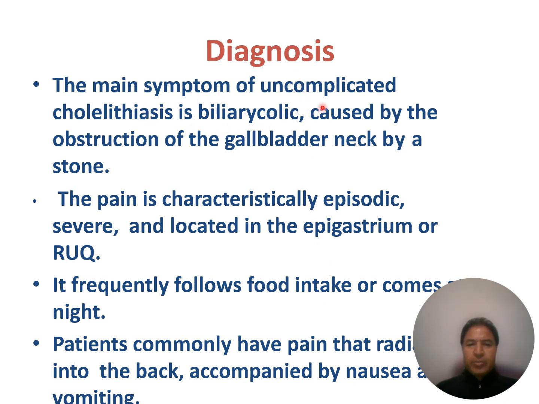Diagnosis: the main symptom of uncomplicated cholelithiasis is biliary colic caused by obstruction of the gallbladder neck by a stone. The pain is characteristically episodic, severe, and located in the epigastrium or right upper quadrant. It frequently follows food intake or comes at night. Patients commonly have pain with radiation into the back, accompanied by nausea and vomiting.